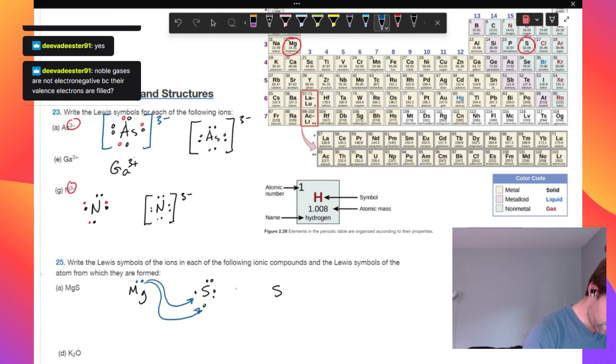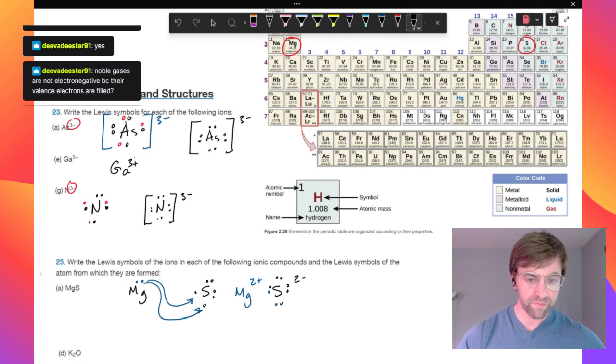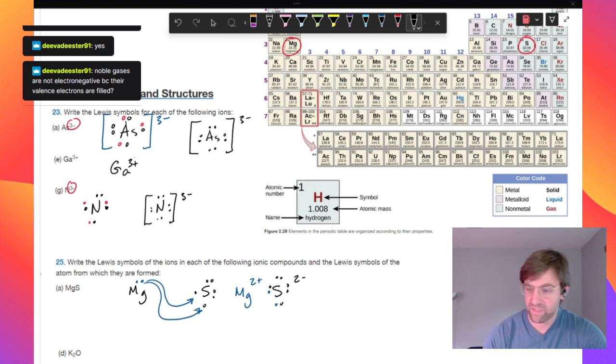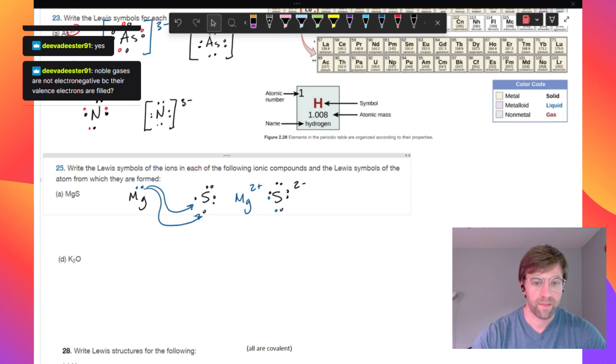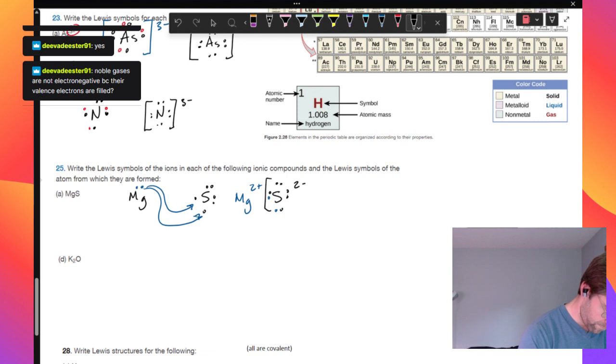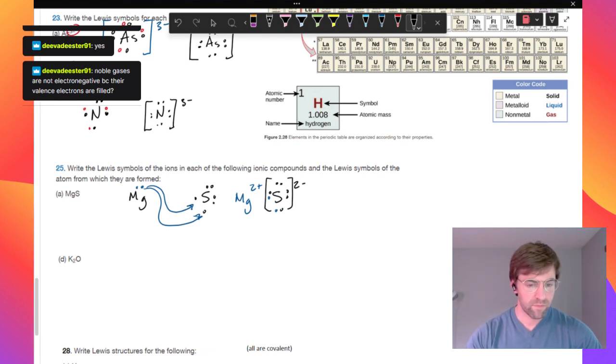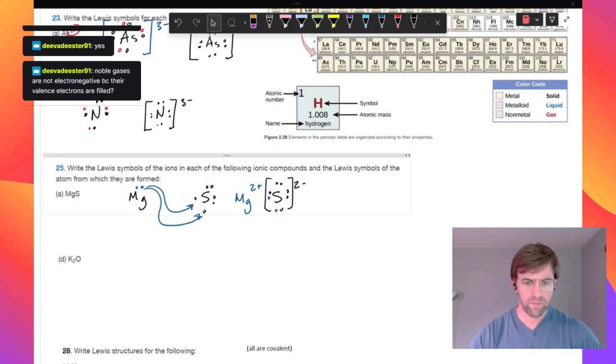And so you will get magnesium with a 2 positive charge. The sulfur has taken those 2 electrons and achieved a 2 negative charge. For the Lewis symbols, let me make sure I've got this right. Let's actually check the answer key for this one and triple check that this is the answer they want. Yes, okay.